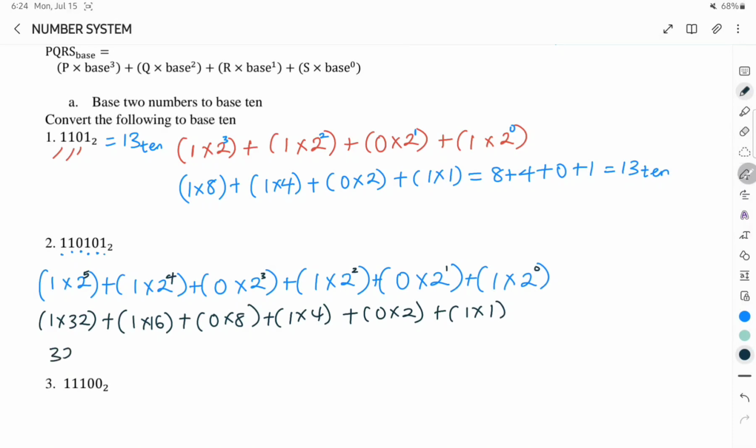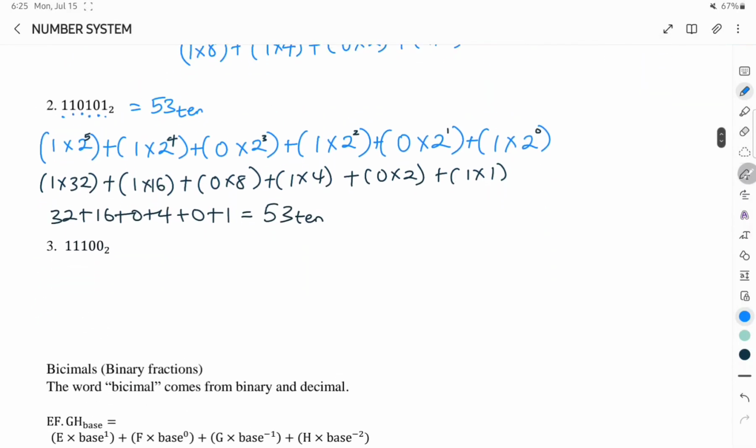So that means 32 plus 16 plus 0 plus 4 plus 0 plus 1, and that will give us 53 base 10, which means that the equivalent of 110101 in base 2 is 53 as a denary number.